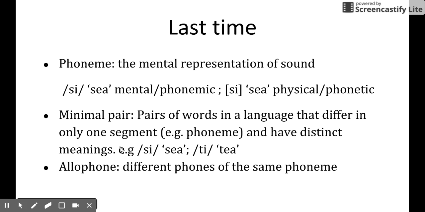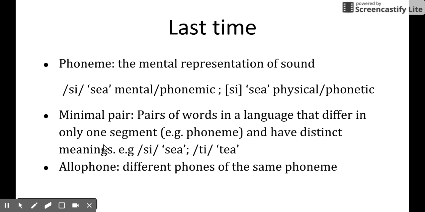Okay, phoneme is the mental representation of sound. So we use double slashes to indicate the mental representation. So we have C here, and we use square brackets to indicate a phonetic representation. So actually, this is purely mental. We cannot hear it. We cannot produce it directly. All we can get is the physical representation. However, our language faculty in our brain, in our mind, can map this guy into this guy.